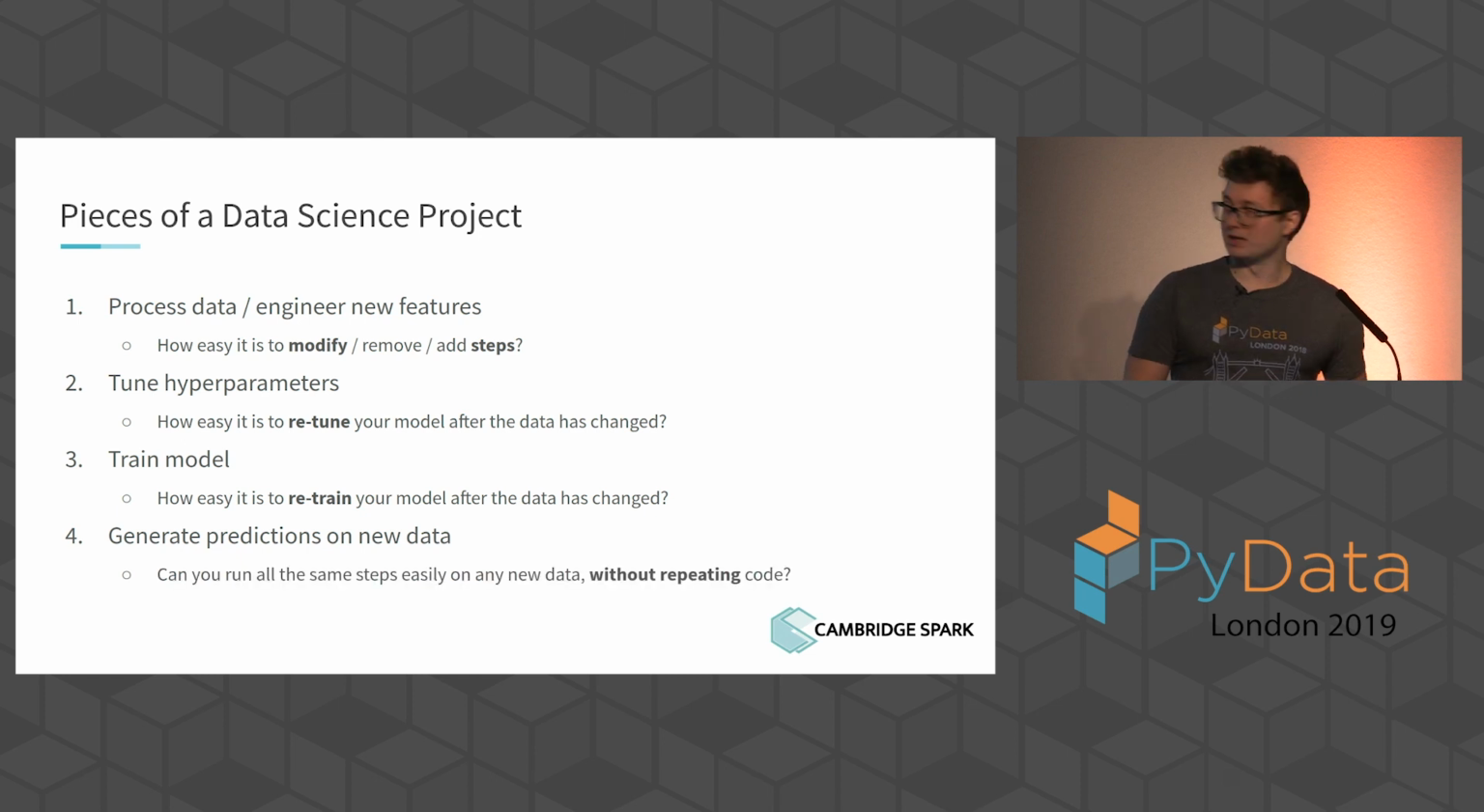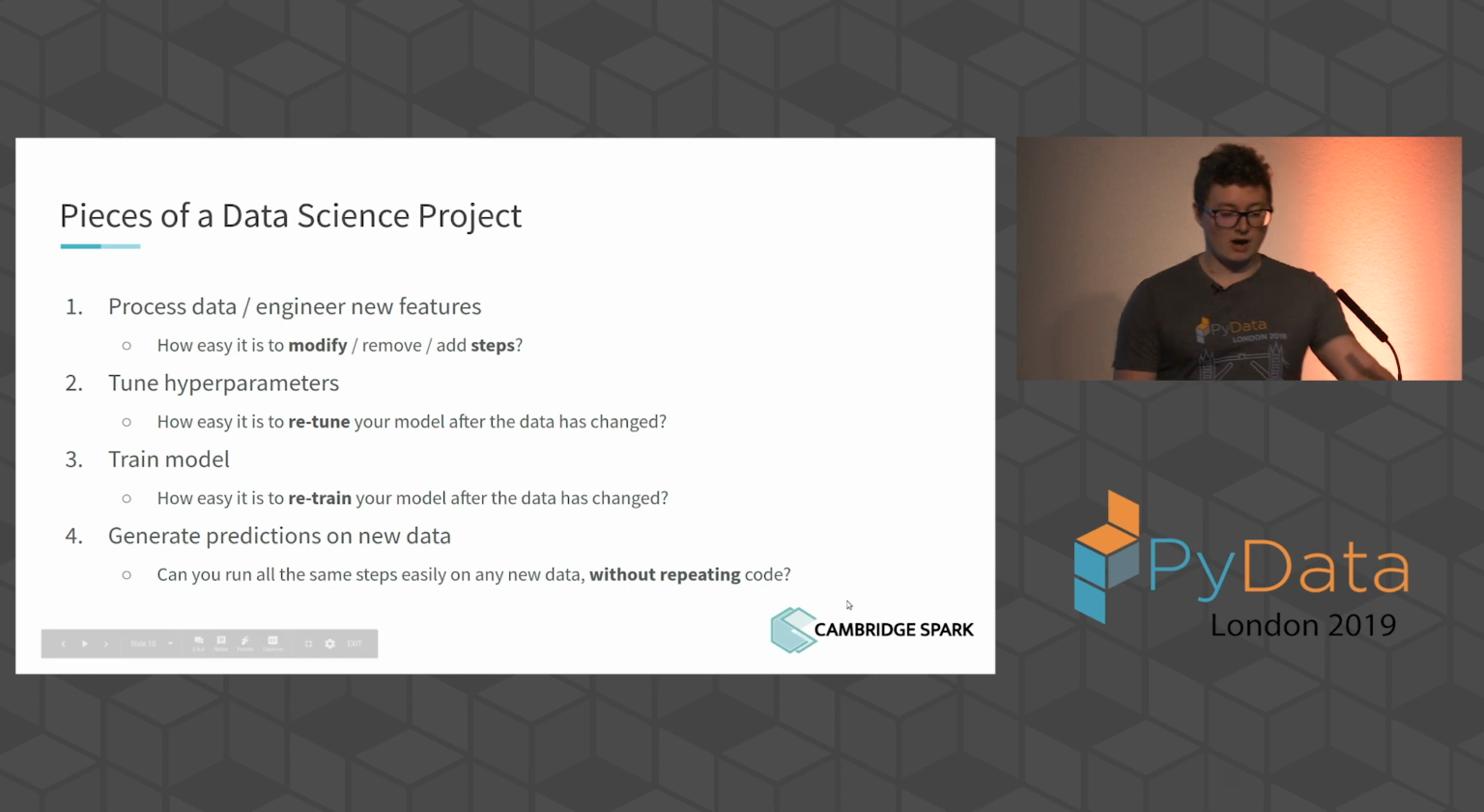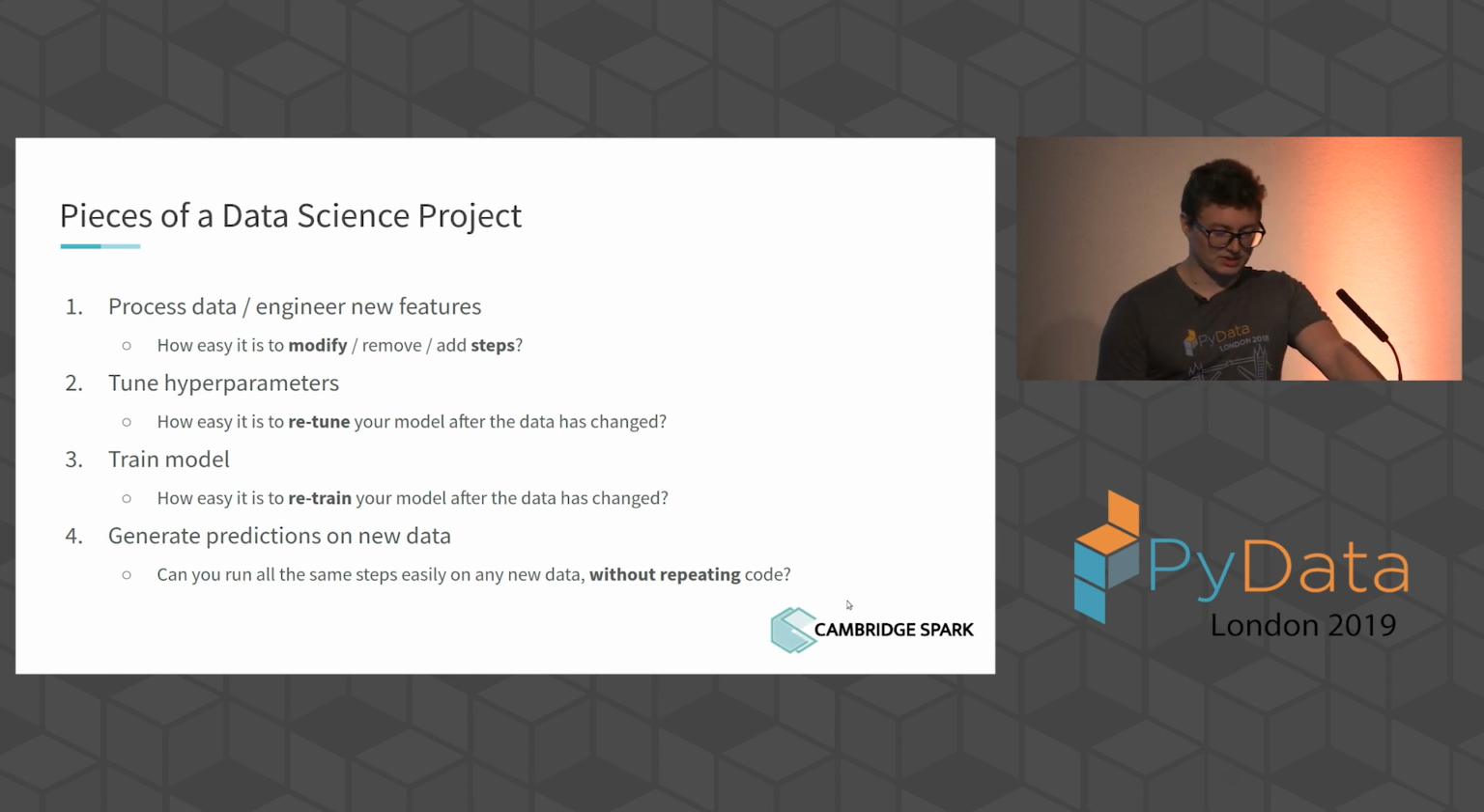And finally, which I think is the most interesting one, generating predictions on new data. So here, you will have to do all the same steps that you've done in your pre-processing stage on the training data. You'll have to apply the exact same transformations, but ideally without repeating any code. Because if you start repeating code, then it becomes much less maintainable. You have to modify things in 2 different places at the same time. So how do you do that? That's something we'll see later in this tutorial.